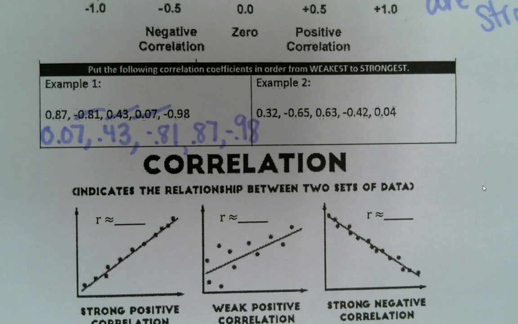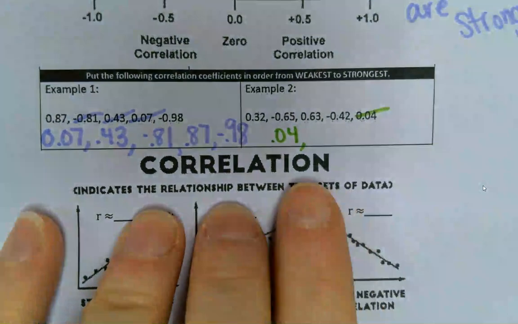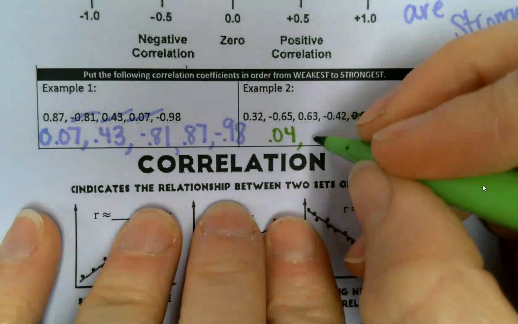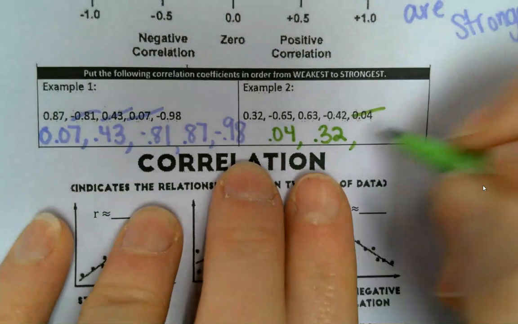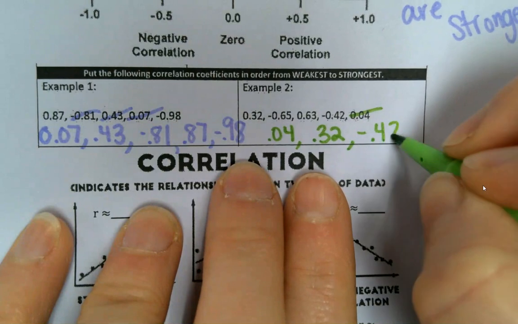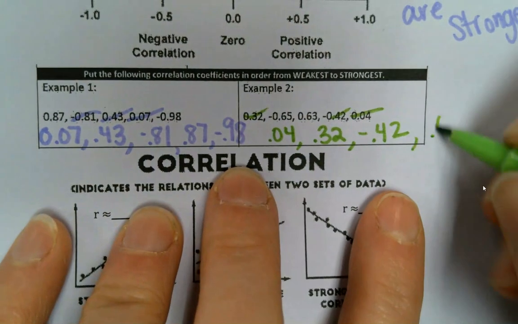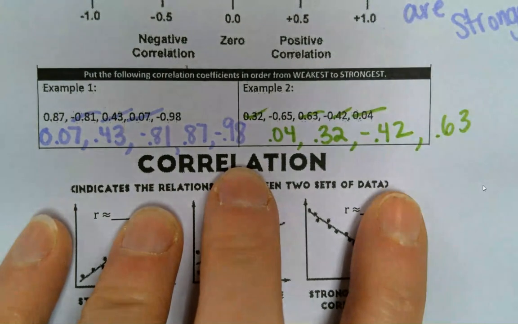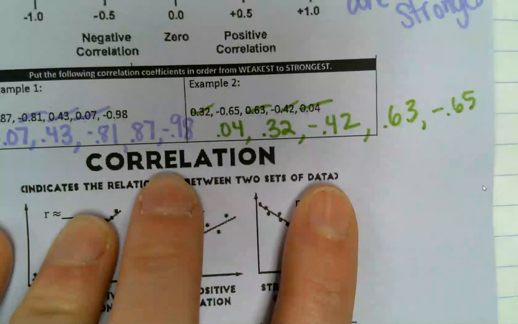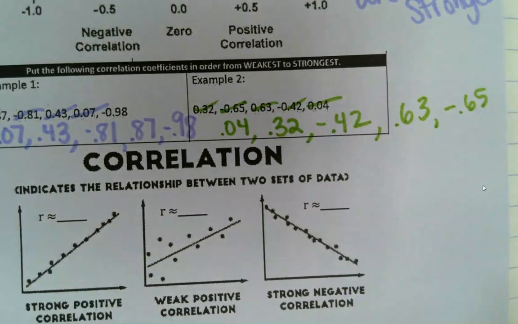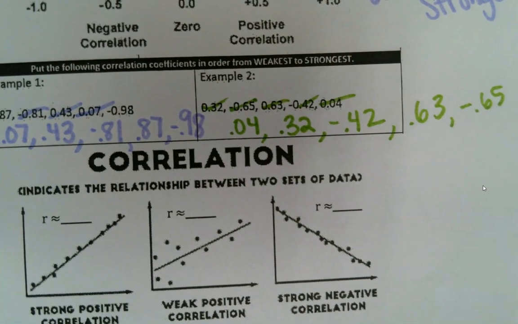So the smallest number is at 0.04. That's the one that we do first. That's the weakest. And then 0.32, -0.42, then 0.63, and -0.65. The -0.65 isn't super strong, but it is the strongest out of that group.